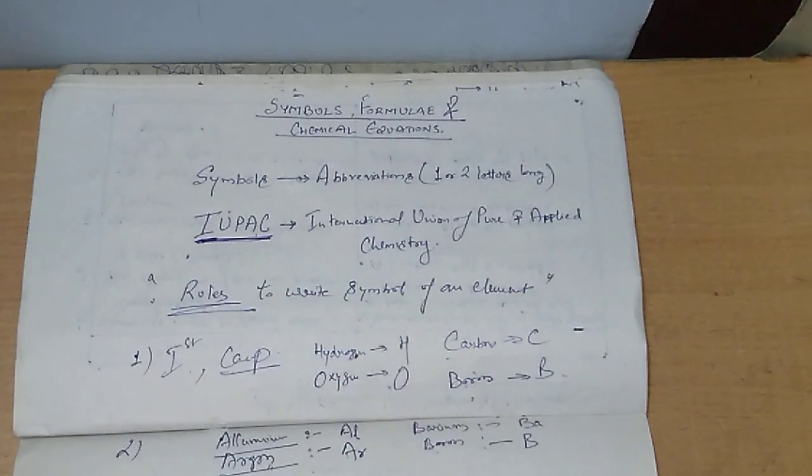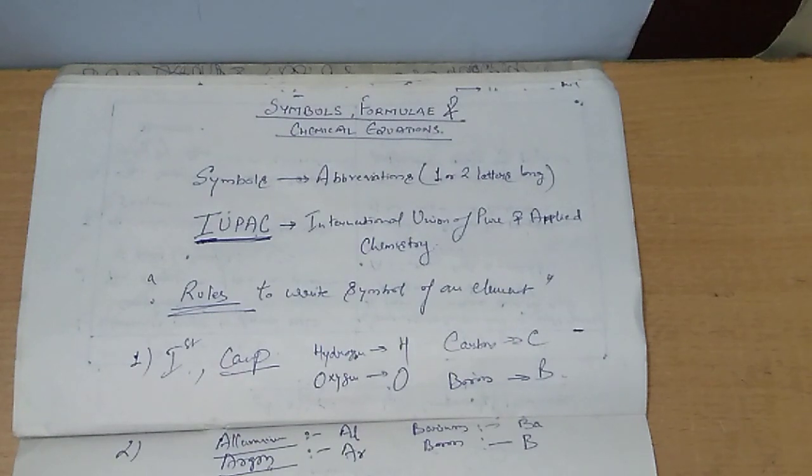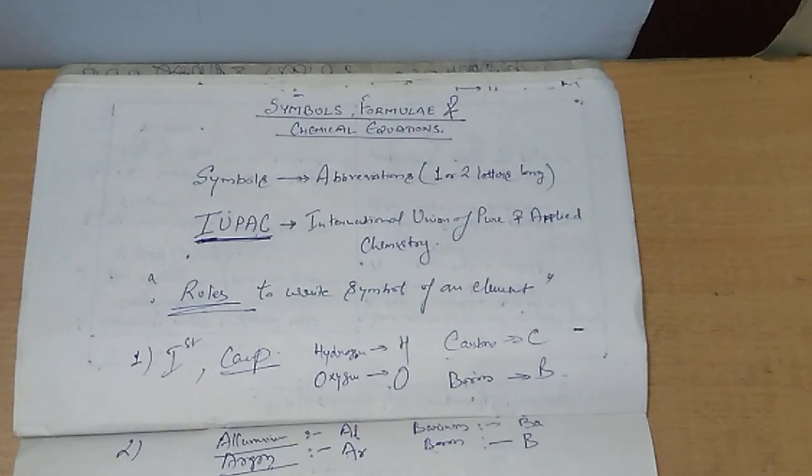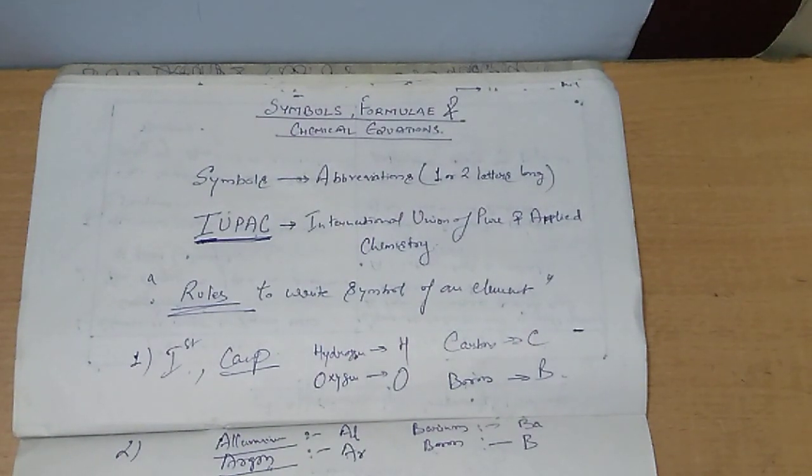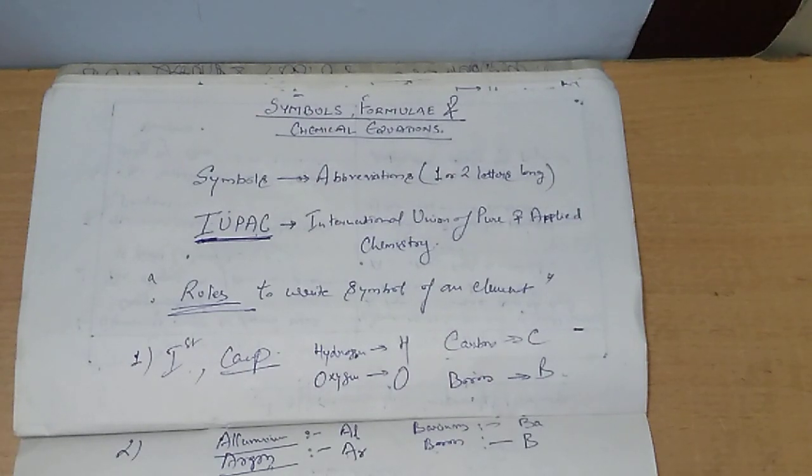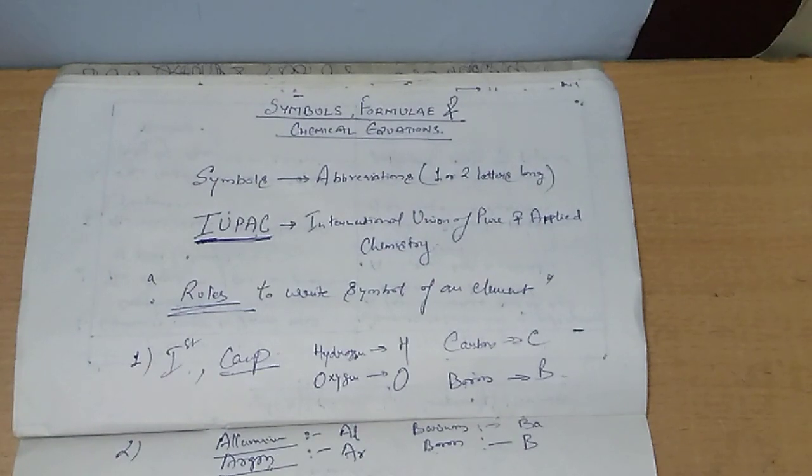So who has decided all these things? There is a worldwide international institution, the abbreviation of which is IUPAC. The full form is International Union of Pure and Applied Chemistry. They have decided that all the elements which we have found till now are represented in the form of symbols.